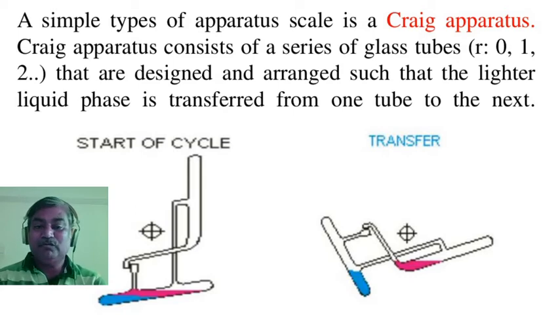What is the position? Start of cycle to transfer. Remember that whenever the tube at the starting position is tilted by 90 degrees, the position of that tube is shown in the transfer phase.